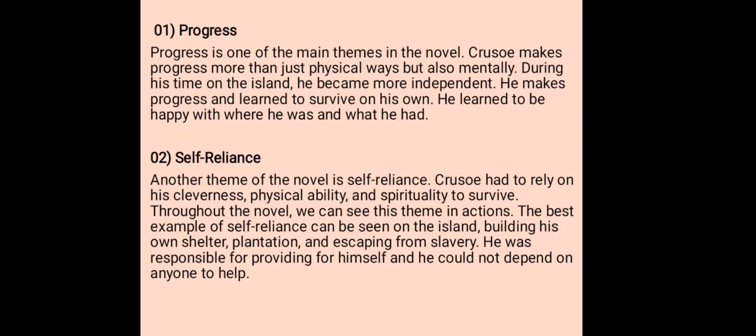Self-reliance. Crusoe had to rely on his cleverness, physical ability, and spirituality to survive. Throughout the novel, we can see this theme in his actions. The best example of self-reliance can be seen on the island, building his own shelter, plantation, and escaping from slavery. He was responsible for providing for himself and he could not depend on anyone to help.